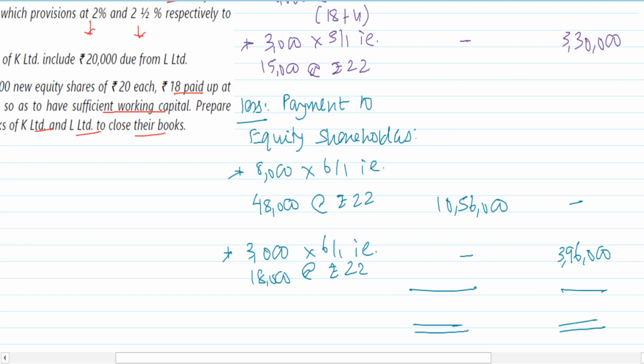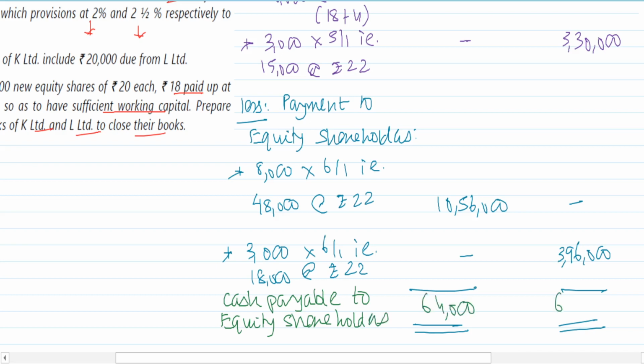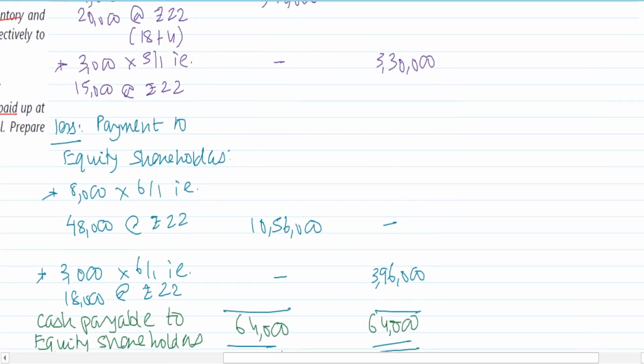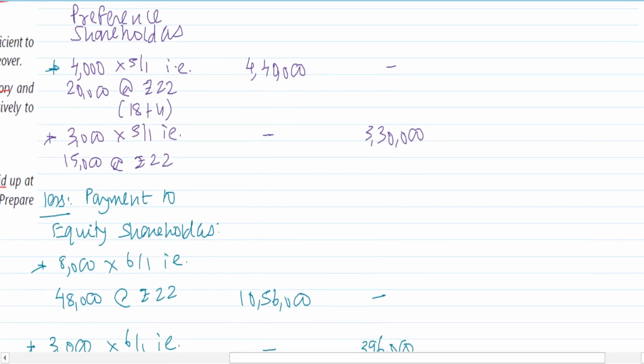Whatever is left, that is going to be our answer. Cash payable to equity shareholders. Work out the difference. It turns out to be 64,000. That's our work.